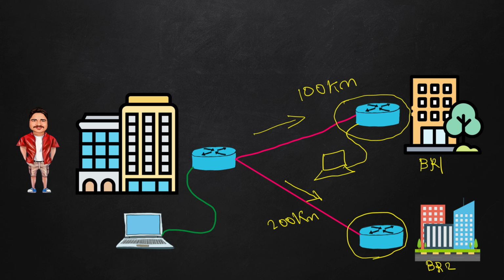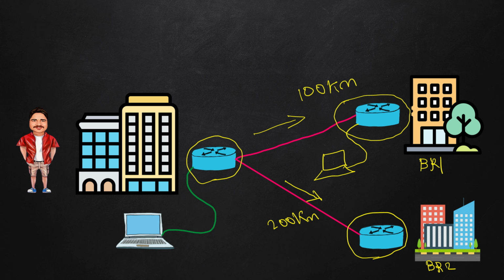Now the question is, is there a better way to manage the devices which are located at branch 1 and branch 2? The answer is yes. What if James can access the network devices located at branch 1 and branch 2 by sitting at the head office network? Then that would be very easy for him because he doesn't have to travel all the way to branch 1 and branch 2. So how can he do that?